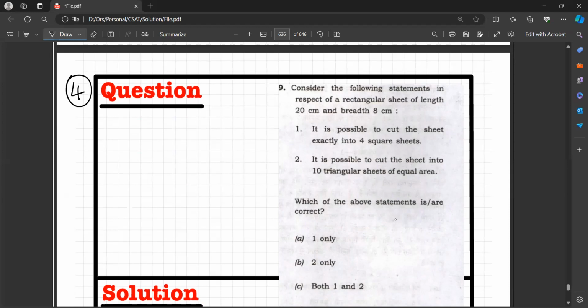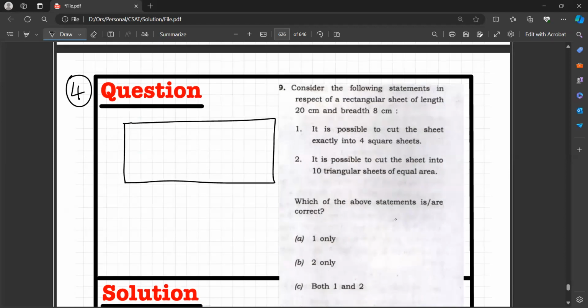Consider the following statements in respect of a rectangular sheet of length 20 cm and breadth 8 cm. It is possible to cut the sheet exactly into 4 square sheets. हमें देखना है क्या it is possible to cut into 4 square sheets? We need to check. 4 square sheets मतलब बड़े बड़े figures होंगे, because the area is 160 cm square, right? यहाँ पे 4 इक्वल एरिया बताया नहीं गया है.